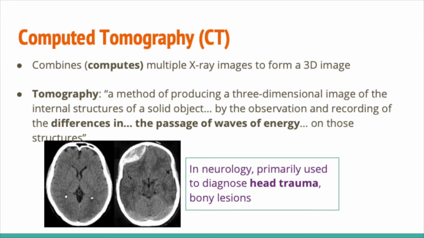The first type of imaging that we're going to go over that doctors use to learn more about patients is computed tomography, or CT scans. The way that CT scans work is that they combine multiple X-ray images to form a 3D image of our brain. Tomography is a method for producing a 3D image of an internal structure by the observation and recording of the differences in the passages of waves and energies on those structures. In neurology, these are primarily used to diagnose head trauma and bony lesions within the brain.